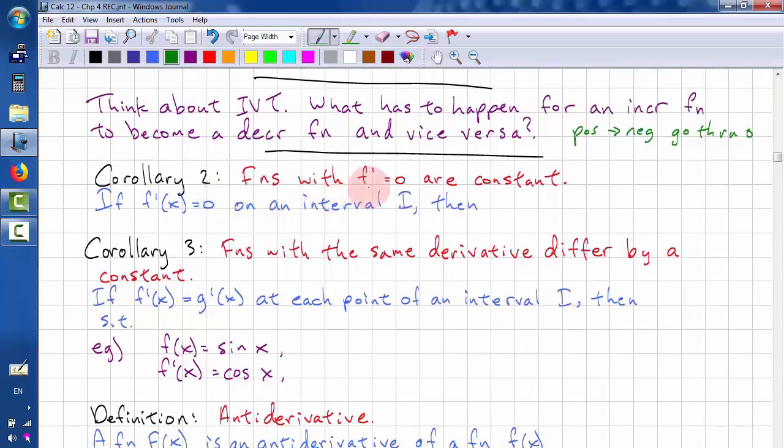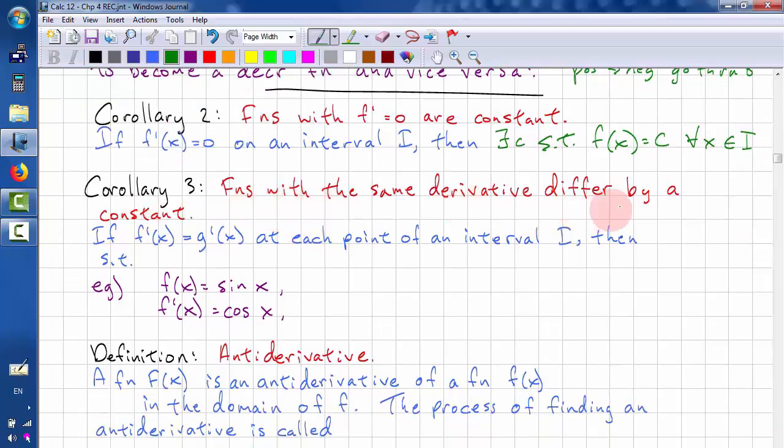Okay, corollary 2, functions with the derivative equal to 0 are constant. If the derivative is 0 on the interval I, then there exists a c such that f of x equals c for all x on the interval. Corollary 3, functions with the same derivative differ by a constant. If the derivative of f is equal to the derivative of g at each point of an interval I, then there exists a c such that f of x equals g of x plus c for all x on the interval.